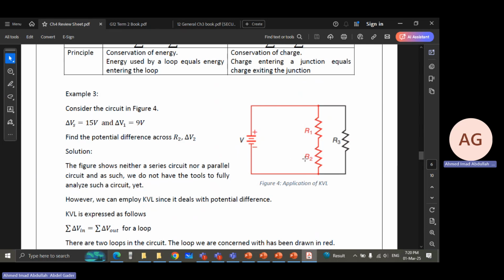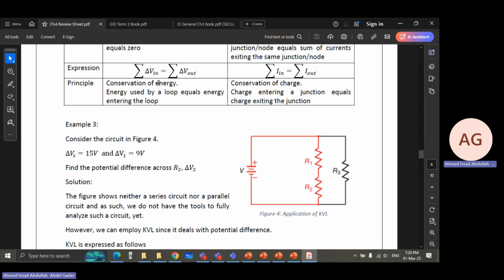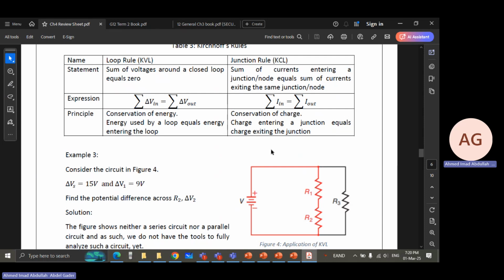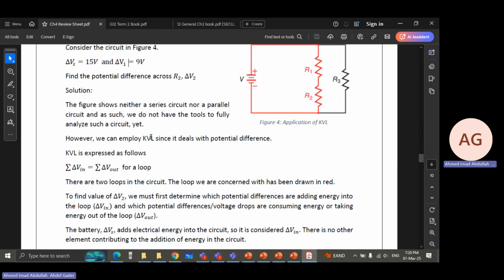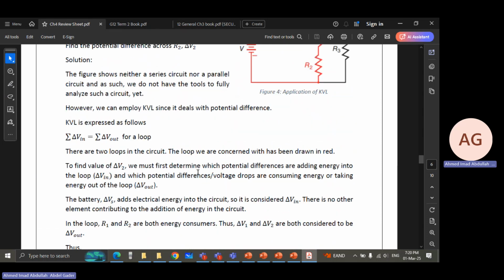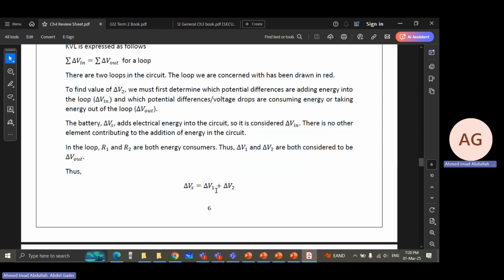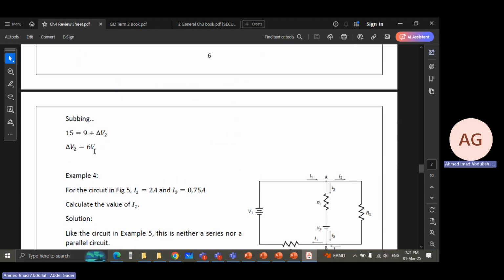So one way we can find delta V2 here quite quickly is by applying the loop rule. The loop rule statement is the potential difference in equals potential difference out. Of course, the battery here is supplying energy, so we will consider this 15 volts as delta V in, while this 9 volts of the potential of the resistor 1, it's consuming energy, so we will consider it delta V out.